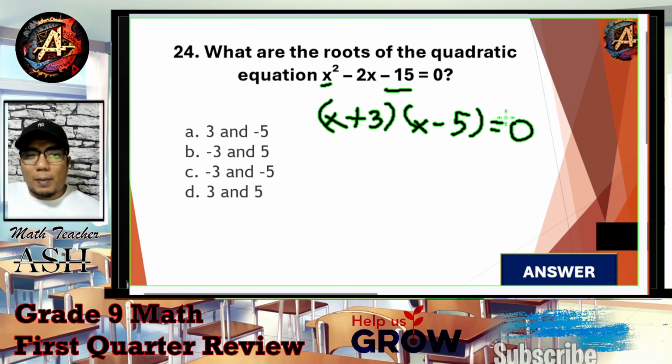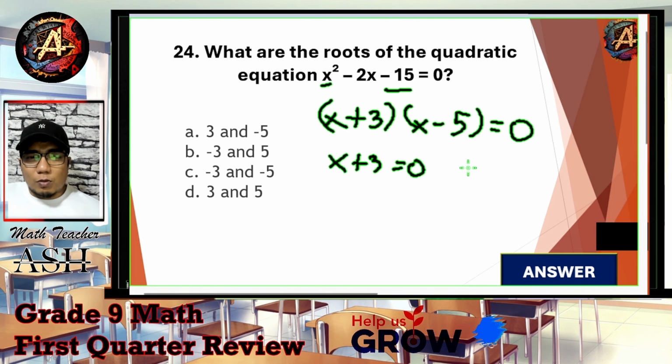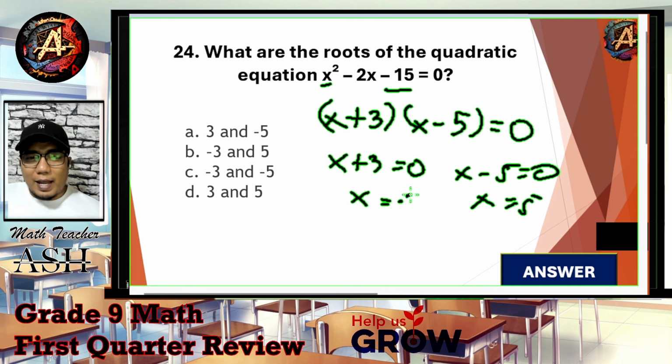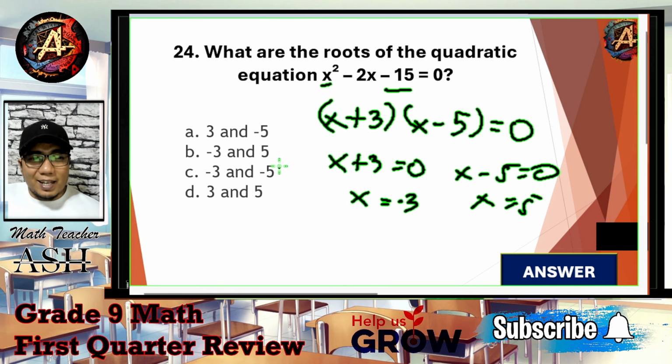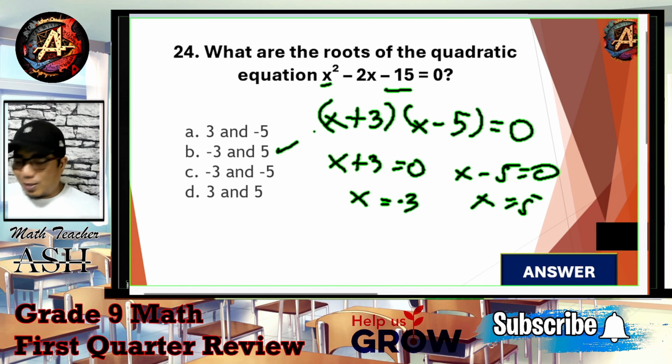Now we apply the zero product property. So this will become equal to 0. x minus 5 is equal to 0. So that will become positive 5, and this will become negative 3. And that is letter B. Okay, let's check whether we are correct.